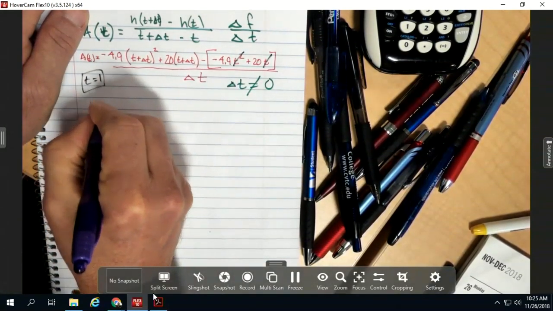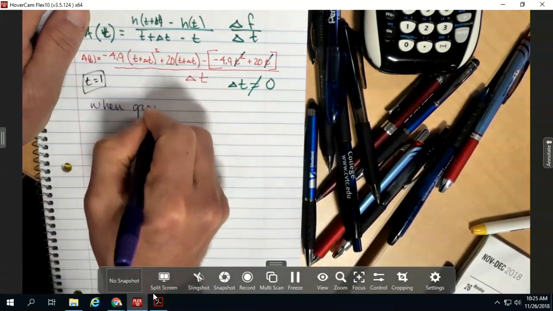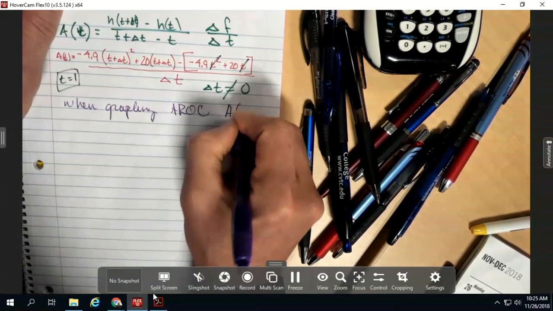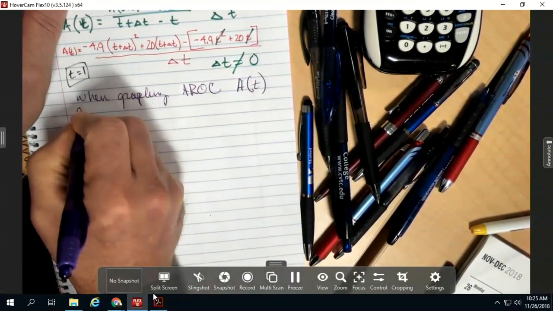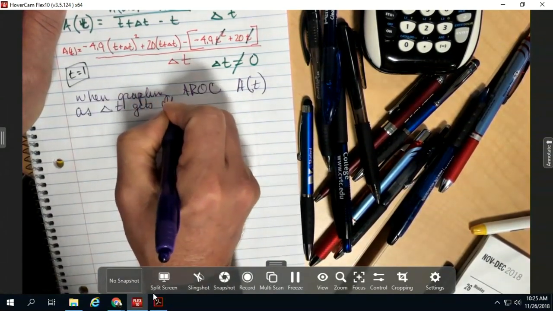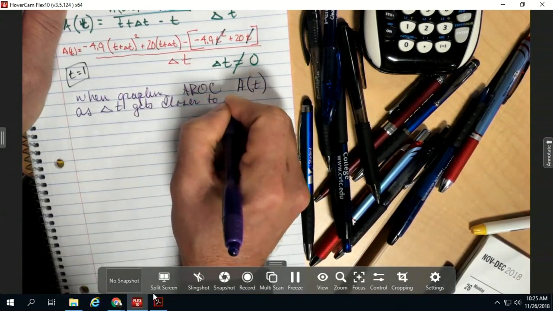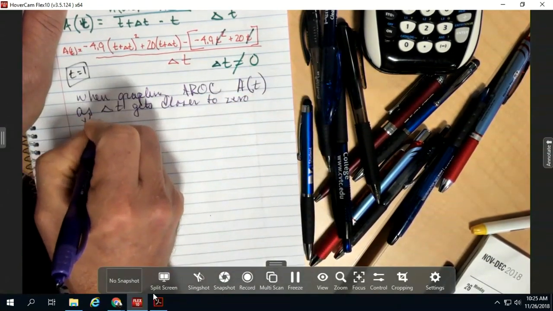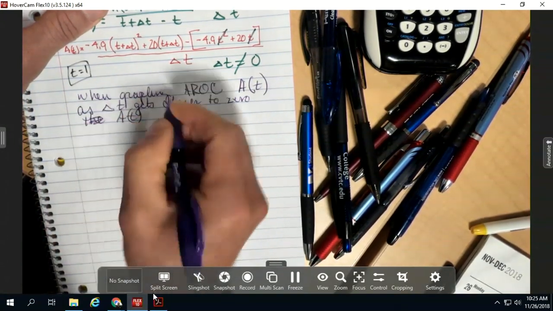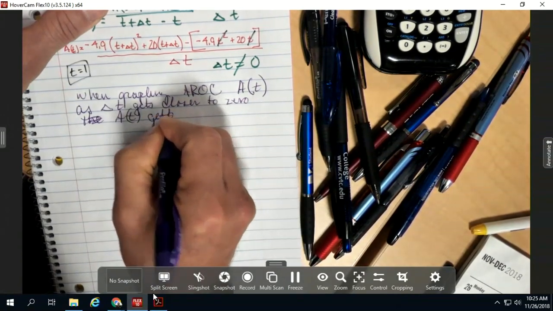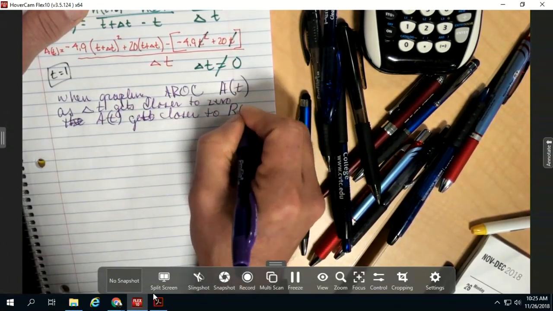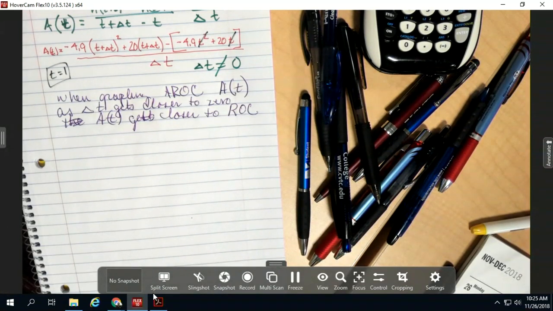When graphing the average rate of change function, A of t, as delta t gets closer to 0, A of t gets closer to the rate of change. In other words, it becomes a linear function.